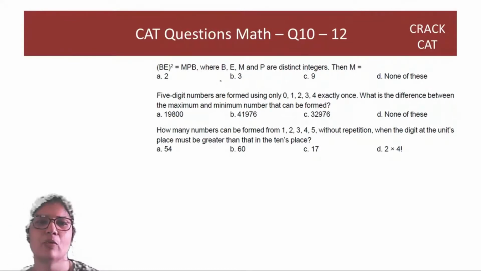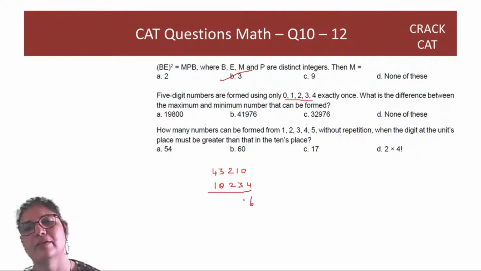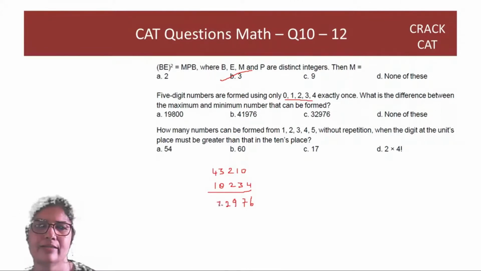5-digit numbers are formed using only all these digits exactly once. What is the difference between maximum and minimum? So the maximum will be this number and the minimum will be this number. So when I find the difference, this is 6, this is 7, this is 9, this is 2, and this is 3. So answer is option C.